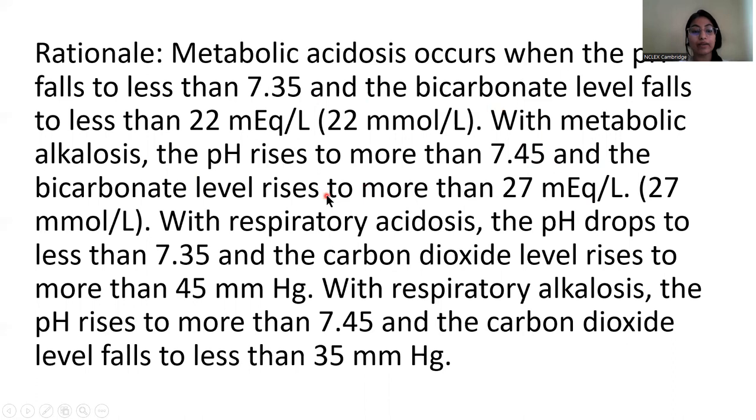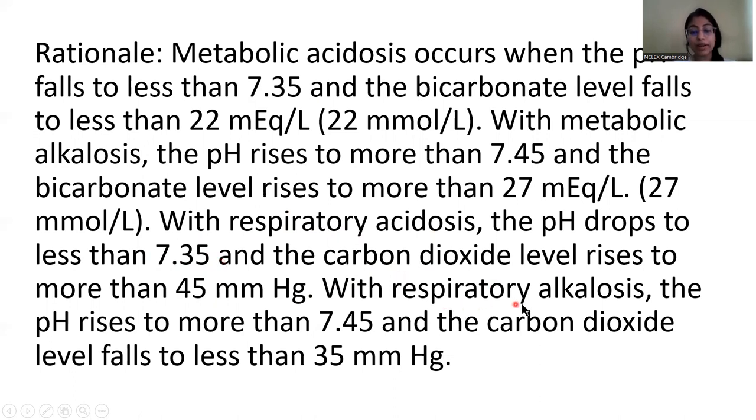This is metabolic alkalosis. With respiratory acidosis, pH drops to less than 7.35. It is acidosis, so pH will be less than 7.35. And carbon dioxide level will rise to more than 45. So it is a respiratory condition. In respiratory acidosis, there will be inverse proportion between pH and carbon dioxide. So if pH decreases, carbon dioxide will increase. And if carbon dioxide increases, it is a respiratory component. So this is respiratory acidosis.